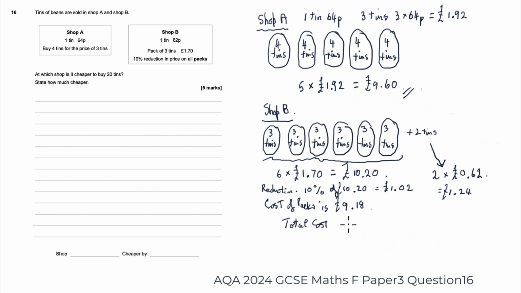So the total cost of all the 20 tins is £9.18 plus the two that were left over, which are costing us £1.24. So that comes to £10.42. Do that in your calculator. £10.42.